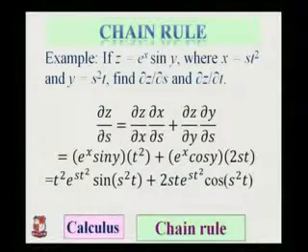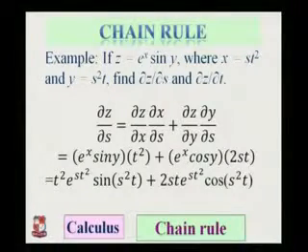Let us see one example for this rule. Suppose z is equal to e raised to x into sin y, where x is equal to s t square and y is equal to s square t. Then find del z by del s and del z by del t. So for del z by del s, the formula is del z by del x into del x by del s, plus del z by del y into del y by del s. The derivative of z with respect to x is e raised to x into sin y.